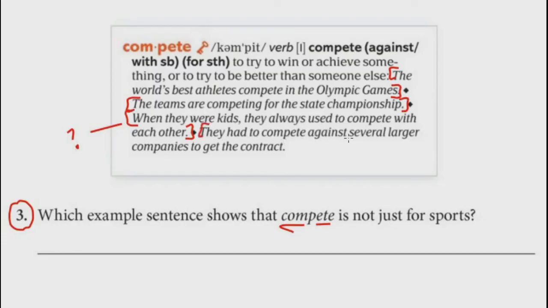They had to compete against several larger companies to get the contract. So here they're talking about companies that compete in business. Maybe two companies that sell phones. They compete to see who can sell the most phones, who can get the most customers. So they compete in business. The companies compete in business. So this sentence, the last sentence, is the sentence that shows us we can use the word compete not only in sports, but for other things also.